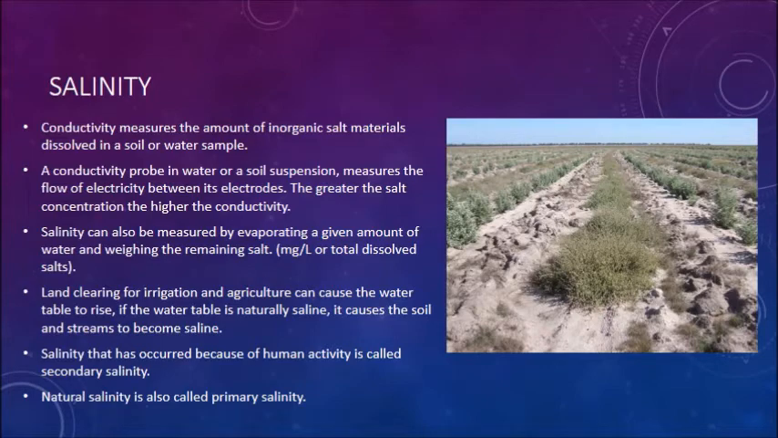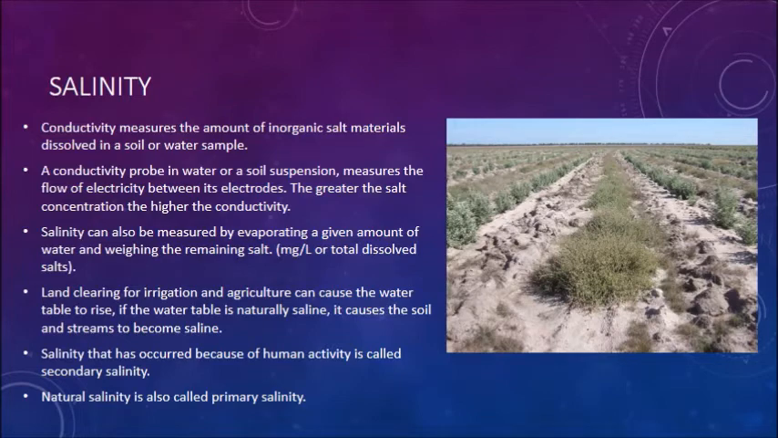So there's another way to measure it, but that's okay. We'll just focus on the probe for now. Land clearing for irrigation and agriculture can cause the water table to rise. And I'm going to explain this on the next slide in a bit more detail. If the water table is naturally saline, then it causes the soil and streams to also become more saline. Salinity that has occurred because of human activity is called secondary salinity. So that's important. If human activity has caused this, then it's called secondary salinity. Natural salinity is called primary salinity.